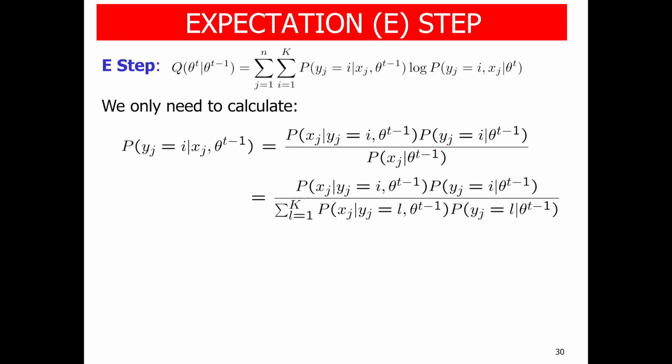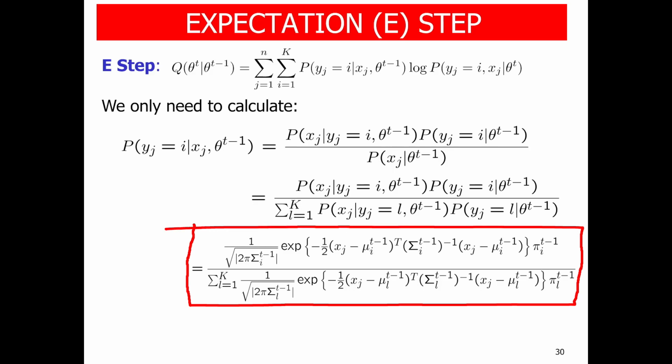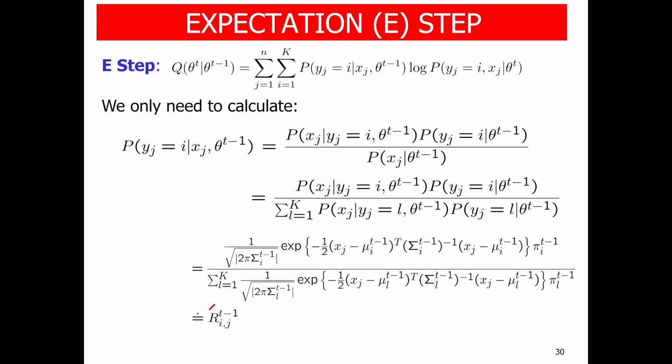We know that these probabilities have to sum to 1, therefore this normalizing denominator term must have this form. And here we know all the terms. p(x | y) is a Gaussian distribution, p(y = i) is just pi i. So let's plug them into this form and then we are done. This is quite a long expression, but all quantities here are known and it's very easy to calculate them. From now on, this quantity will be denoted as r_ij at iteration t-1.